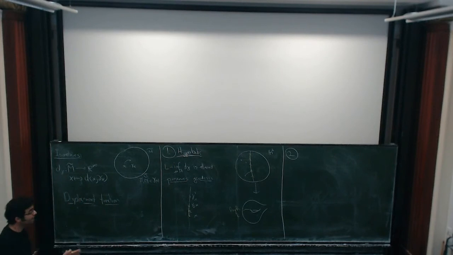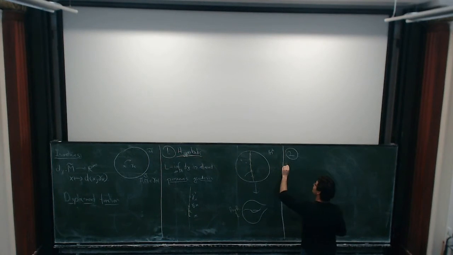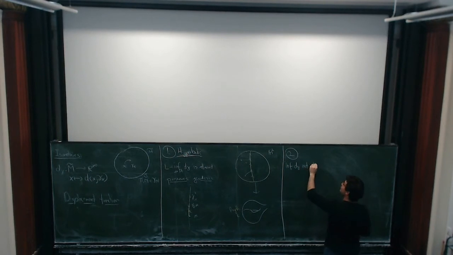Okay. And the second kind are isometries where this infimum is not attained. So the infimum of d gamma is not reached. And these are called parabolic isometries.